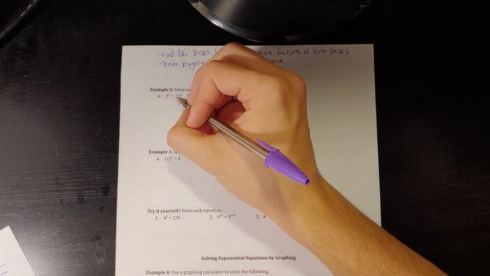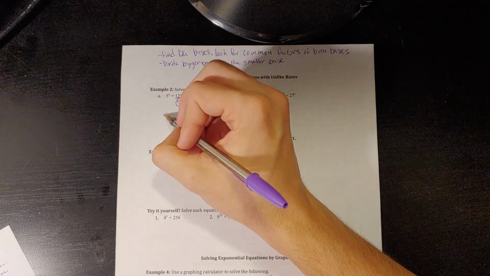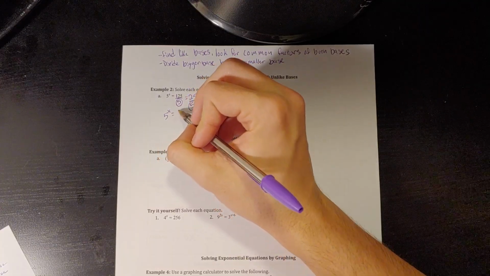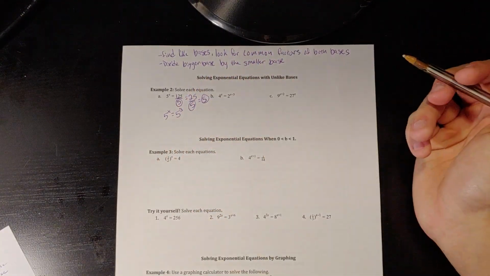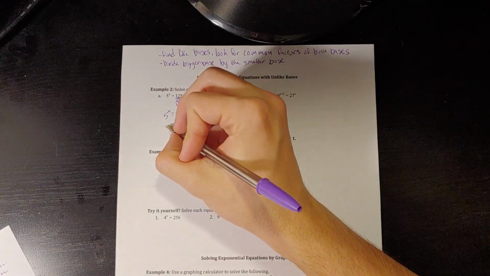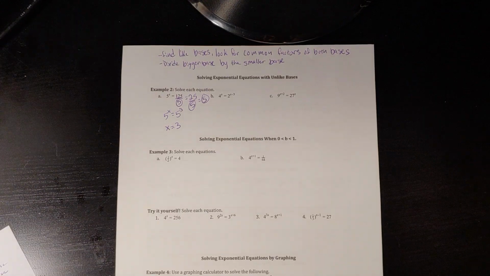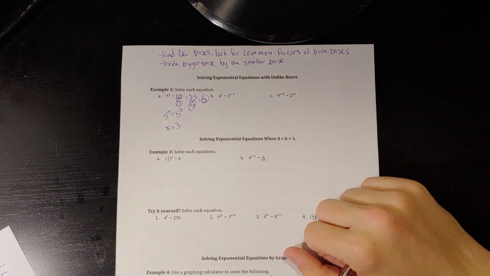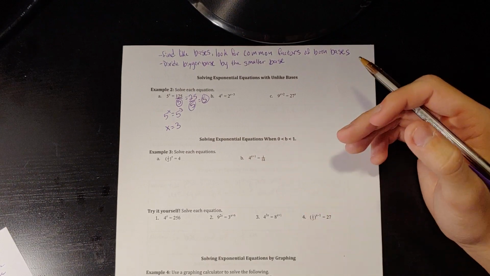So I'm going to count up how many 5s I have, which is 3. So 5 to the power of x equals 5 to the power of 3. And now because we have like bases, we can set our exponents equal to each other and get x equals 3 as our answer. Okay, so that one was a little bit easier. Still might be on the tougher side, but we're going to take this one step at a time.